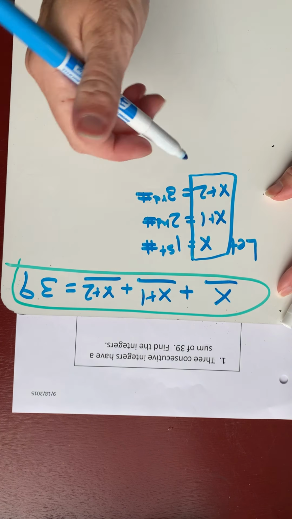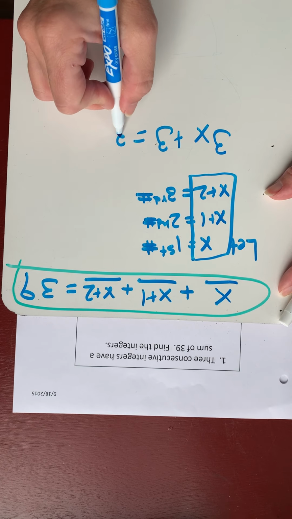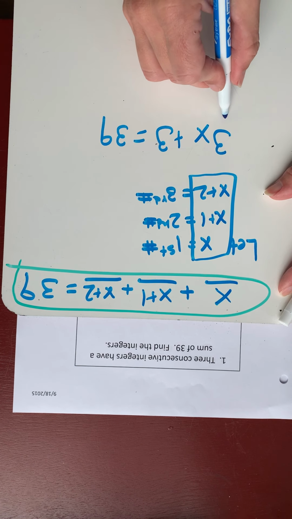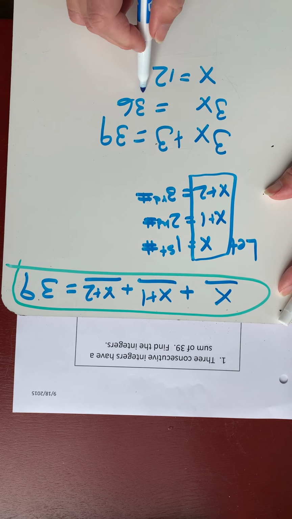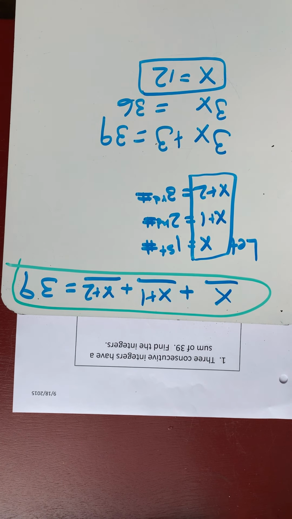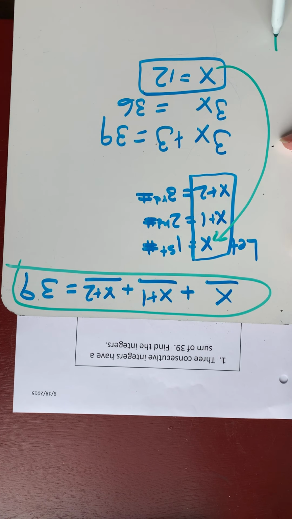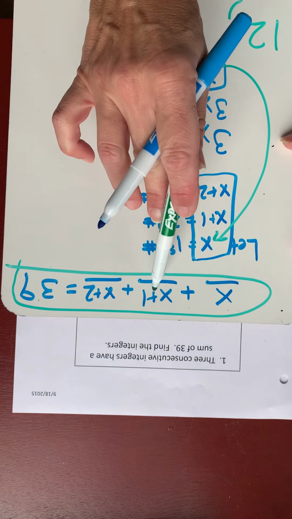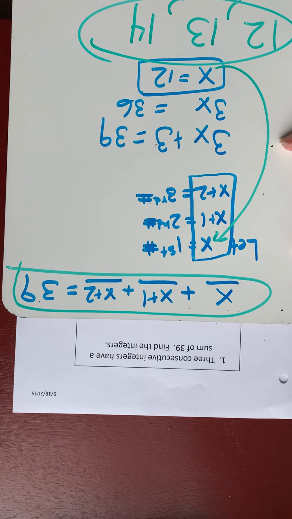So x plus x plus x is 3x. 1 plus 2 is 3, equals 39. Go ahead and solve that. The number I get for x is the first number. What are the rest of them? The first number is 12. The next one is 1 more. The next one is 2 more than 12. 12 plus 2, 14. There we go. 3 numbers whose sum is 39 and they're consecutive.